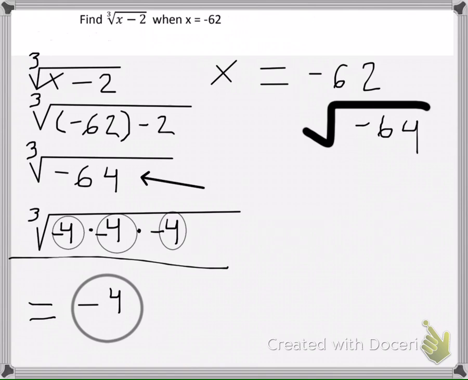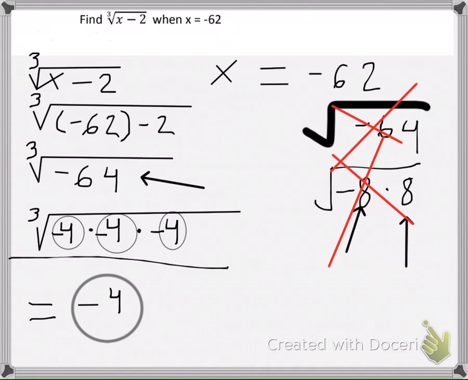So if I have the square root of negative 64, I can break that down into negative 8 times 8. So you might think, oh, there you go, 2 of the same number. But that's not the case. I have one negative 8 and one positive 8. So I can't bring anything out of the square root. I have 2 different numbers. So for that reason, I can't do the square root of negative 64. However, you can do the cube root of a negative.